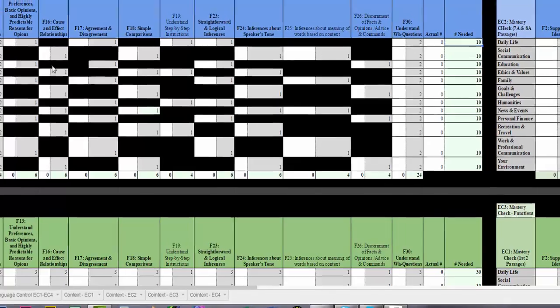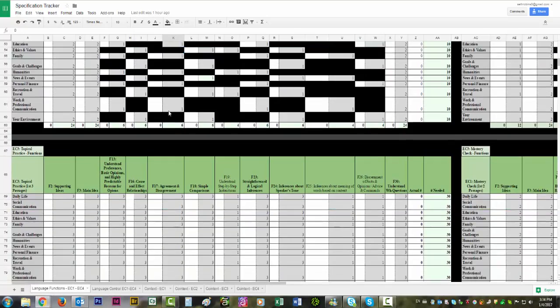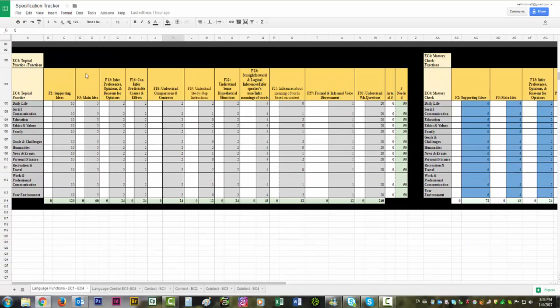So we have 10 assessment items for the EC2 topical practice tasks 9A and 10A, which, as you will recall, are the advanced tasks. So these are actually at the EC3 level. So that's what that black means. So you don't have to worry about those things. Okay. EC3 level is color coded in green, and finally the EC4 level is color coded in red. Now we don't have any advanced questions here because EC4 is the last level, so we're only going to deal with that level.